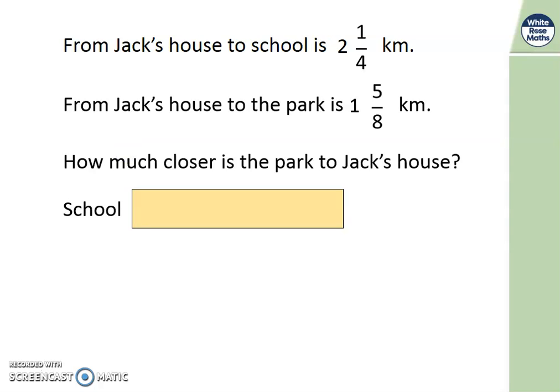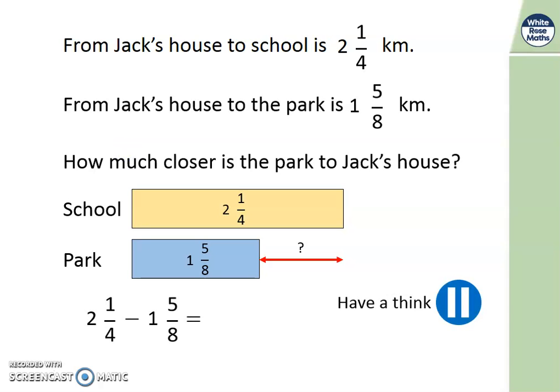There's the distance to school first, so that's 2 1/4 kilometres. And Jack's house to the park is less, so let's draw that as a bar. And we label it on, it's 1 5/8. So we're looking for the difference between those, which means we're going to do a subtraction. We're going to do 2 1/4 subtract 1 5/8.